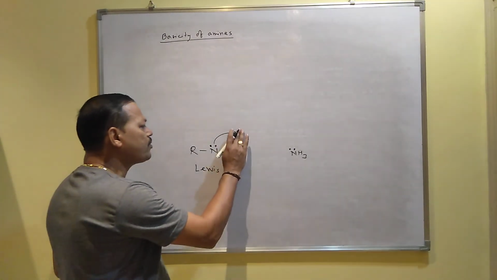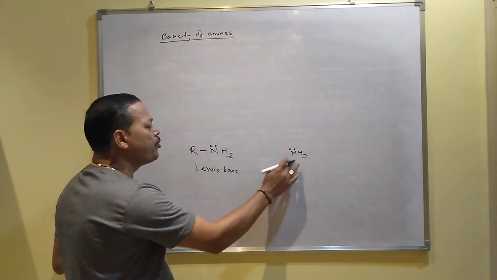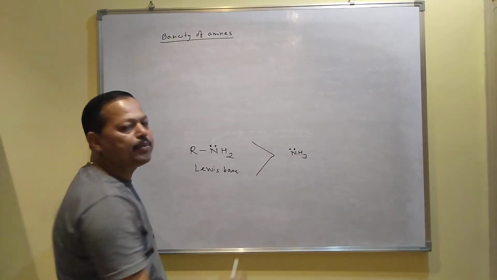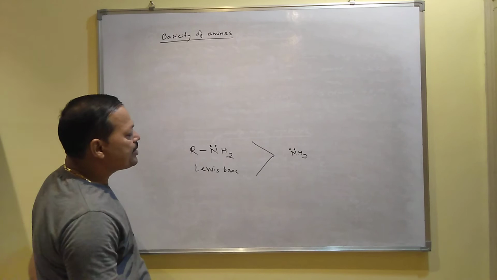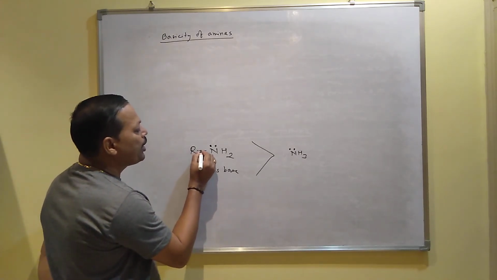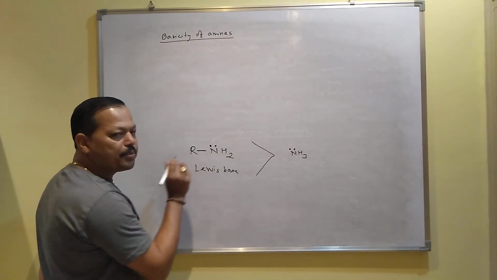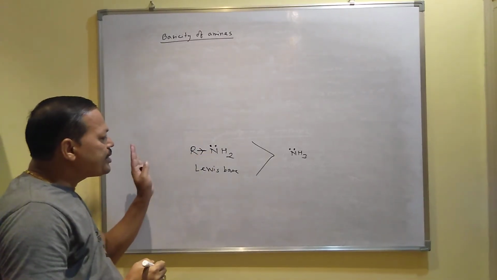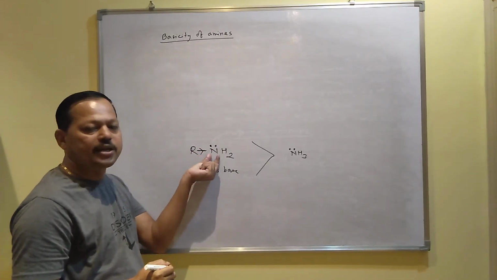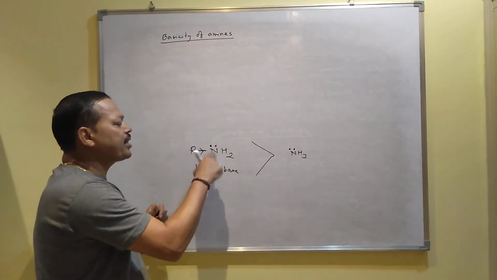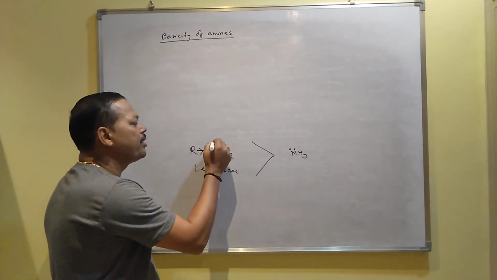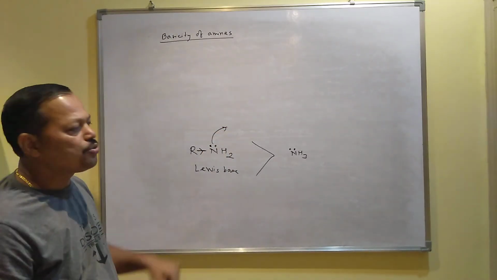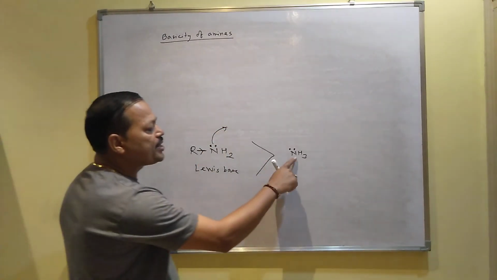But if you want to compare ammonia and amines, which will be more basic? Amines are more basic than ammonia. And why is it like this? Here, as you know, an amine contains one R group. R means alkyl group, and alkyl groups are electron donating groups. So when this alkyl group donates electrons towards nitrogen, the electron density on nitrogen increases, and it is easier to donate the lone pair of electrons, and that is why these amines are more basic than ammonia.